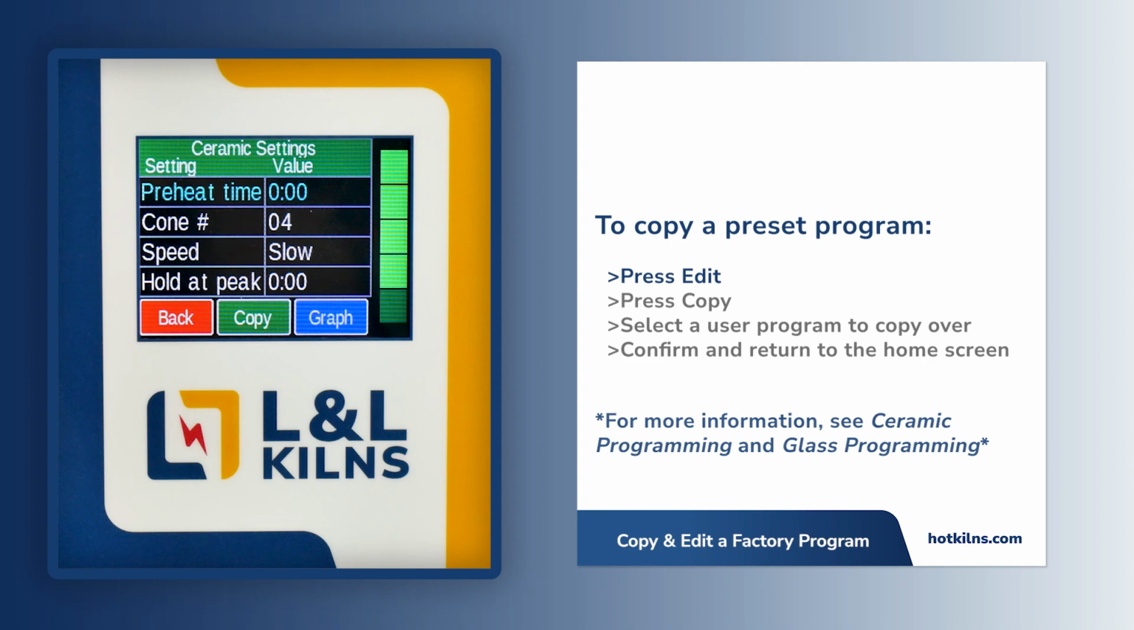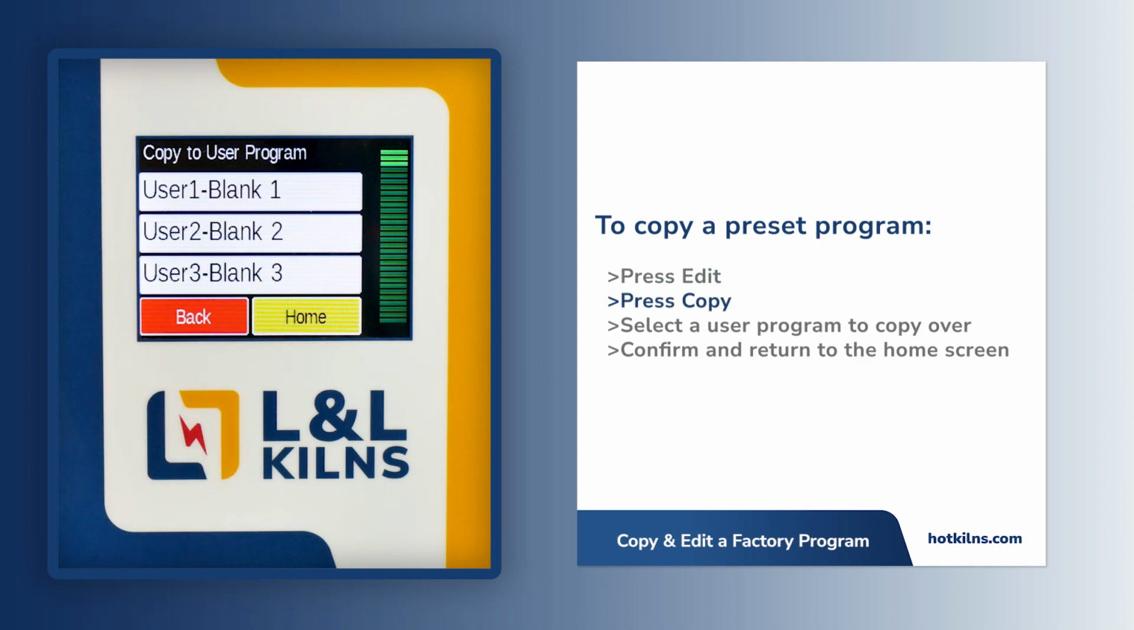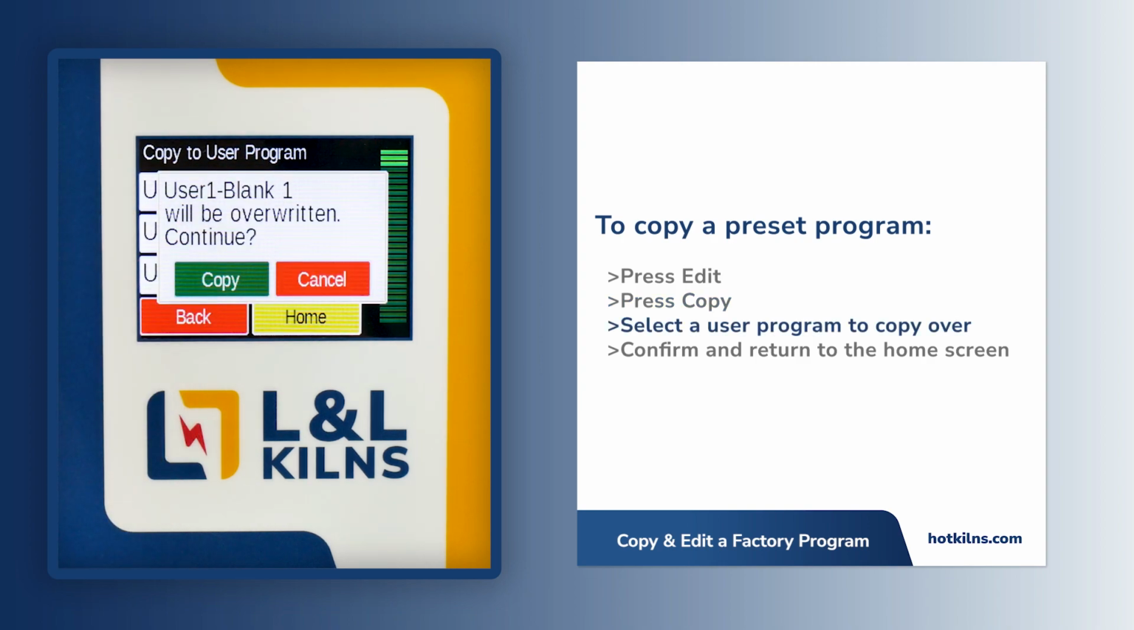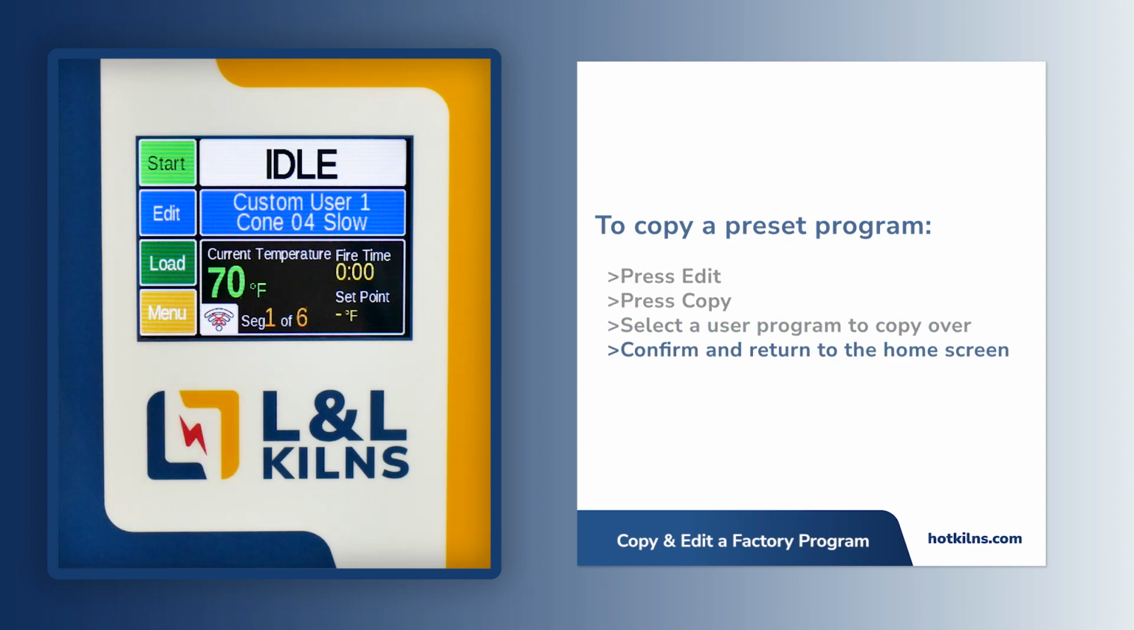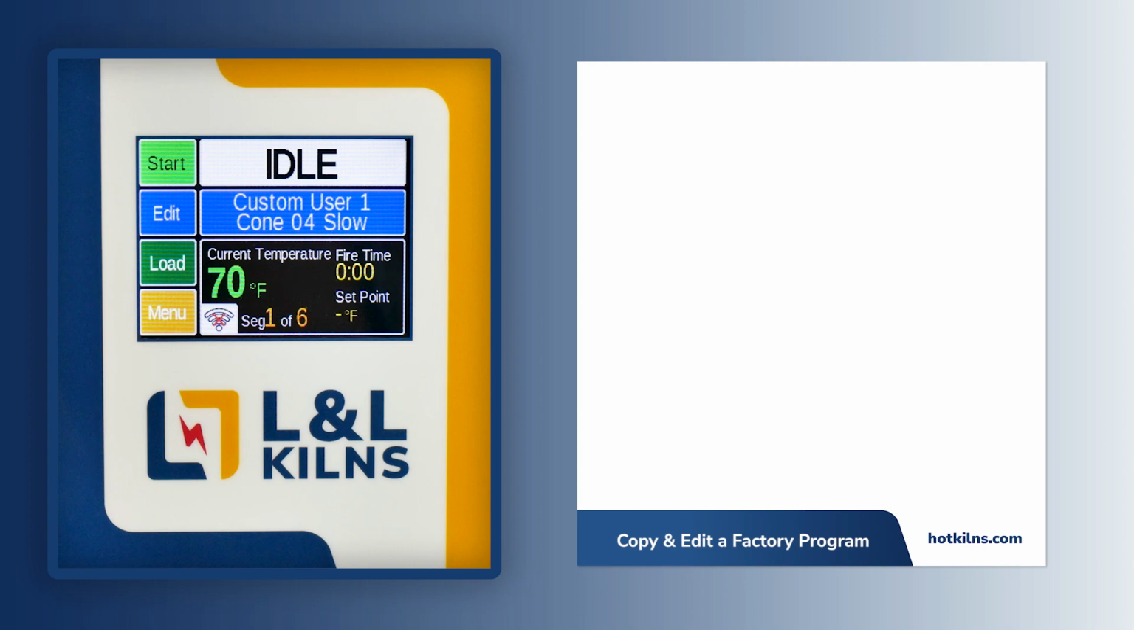To make further alterations and add segments, press the Copy button located at the bottom of the Edit screen. You can now copy the factory program over to one of the user programs. For this example, we will select User 1, blank. After confirming, you will be returned to the home screen, and the copied program will be automatically loaded.